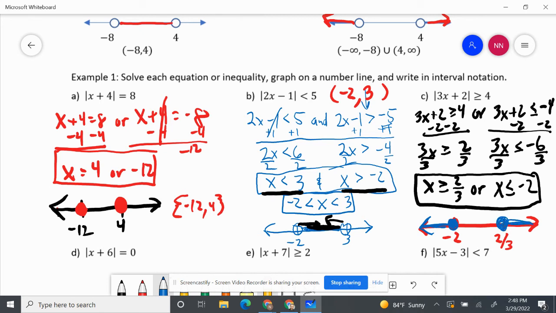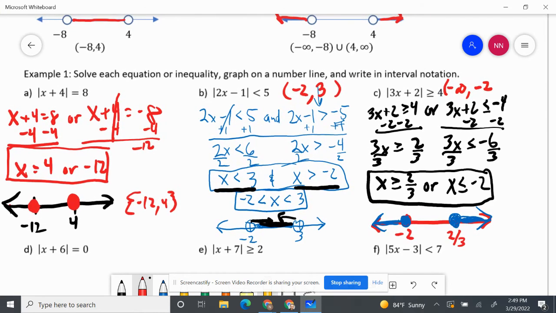But even if you forgot that, you could look at the inequality. Greater than or equal to 2/3, so that means to the right. Less than or equal to negative 2, that means to the left. If I write it in interval notation, remember there's 2 lines, so I need 2 intervals. My first interval is going to be negative infinity to negative 2. And I put a bracket, 2/3 all the way to infinity.